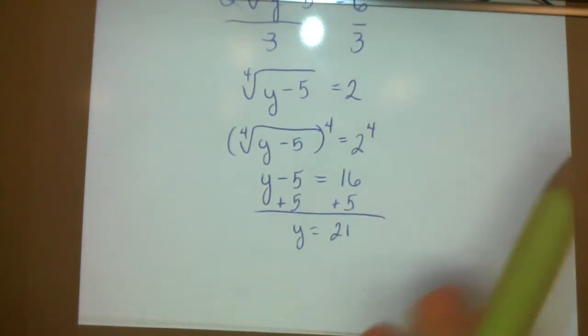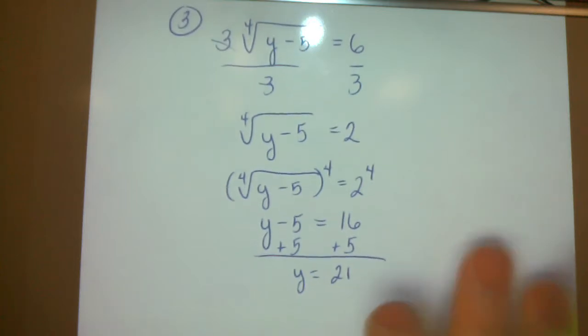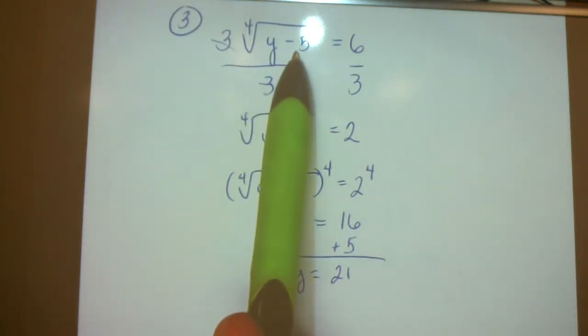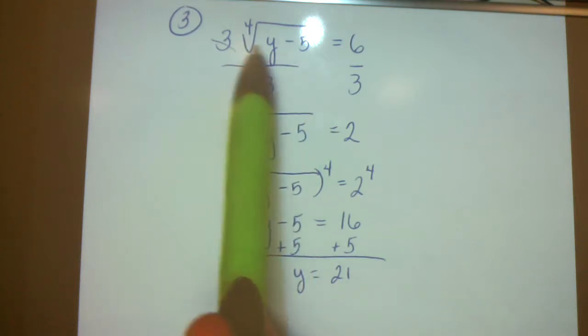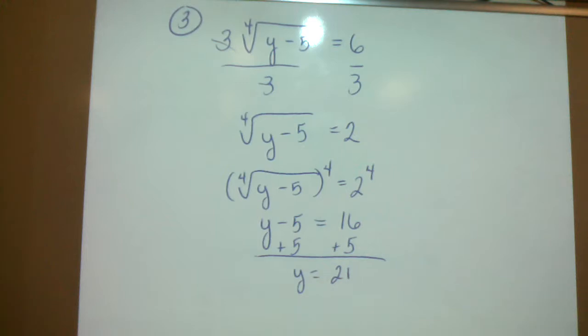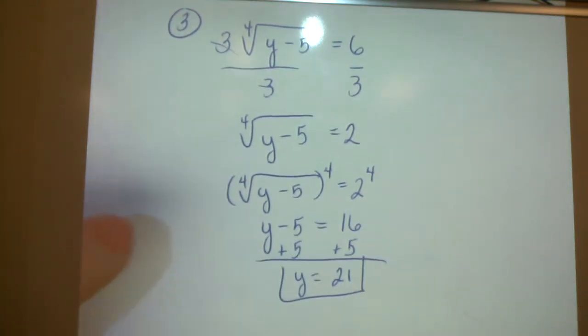So let's check that. Let's bring that down. There we go. 21 minus 5 is 16. The fourth root of 16 is 2. And then 3 times 2, that gives us 6. So that checks. Next one. Let's take a look at number 4. I'm going to move this. There we go.